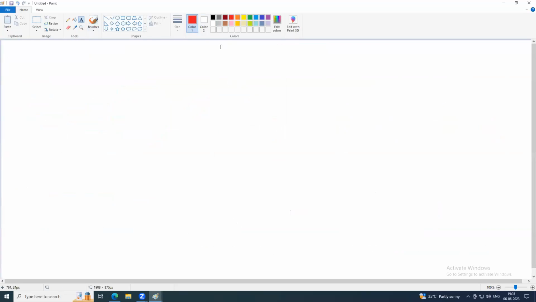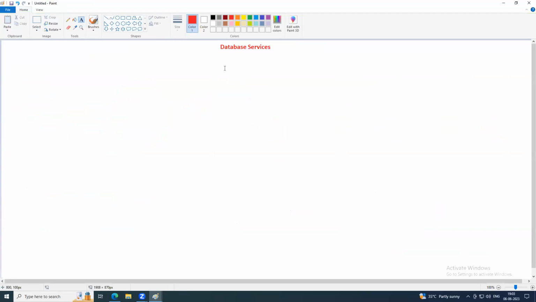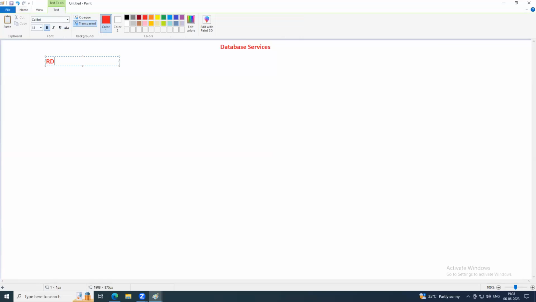let's go for the next very important thing, which is database services. Chitti, do you know RDBMS databases? In our academics, we have learned, correct? RDBMS databases. What is RDBMS? Relational Database Management System. So we know RDBMS.